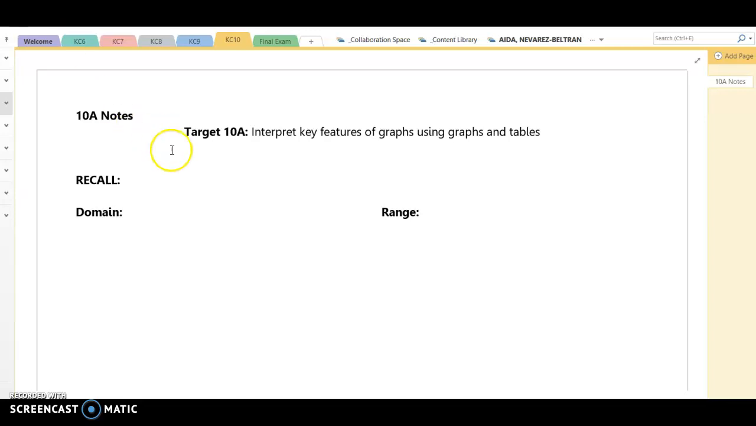But today we are going to start 10A. So with 10A, it is all about, it says, interpret key features of graphs using graphs and tables. The thing about Unit 10 is it's bringing a couple of our units together, which is really nice because now y'all are going to get to see all the connections between it. So we're going to start with 10A.